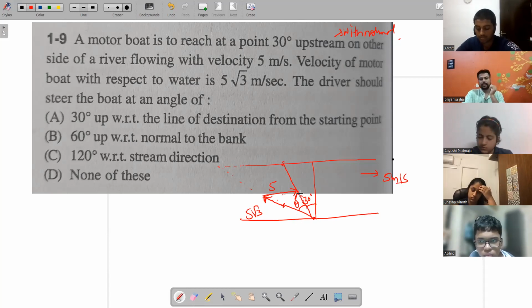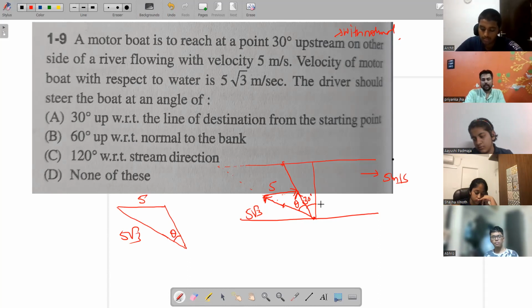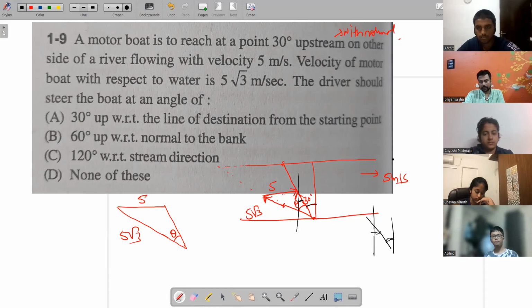Now you can see this triangle. This value is 5, this value is 5 root 3, and this angle is theta. See, this is 30 degrees. Just draw a line. If this is 30, this will also be 30, and this is 90, so the complete angle is 180. So this angle is how much? 120. Now apply the sine rule in a triangle.